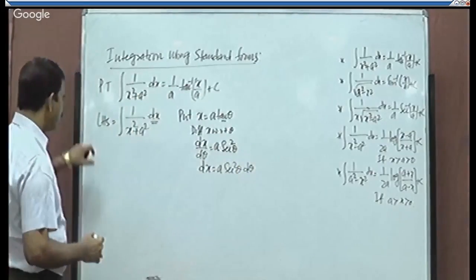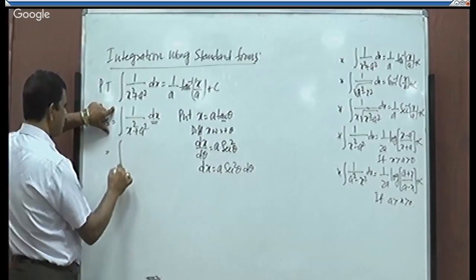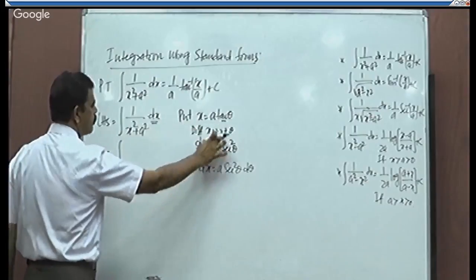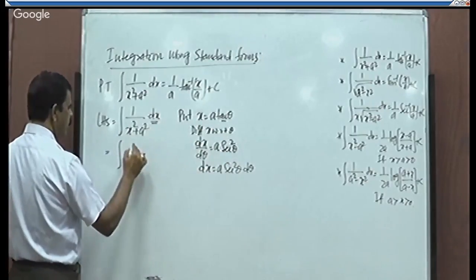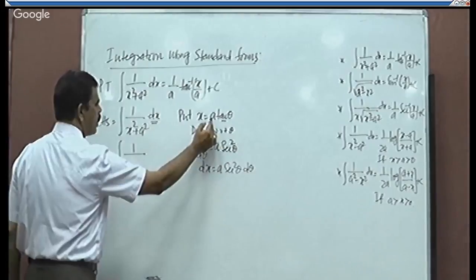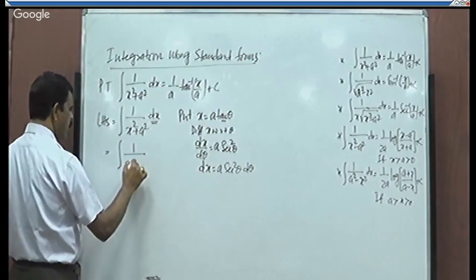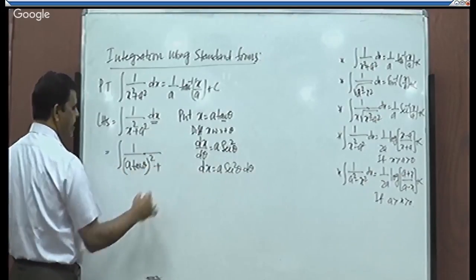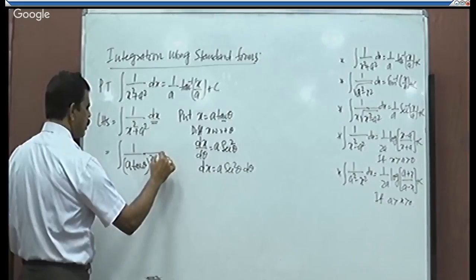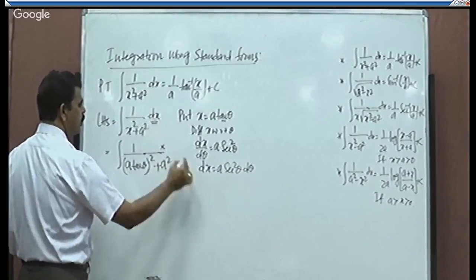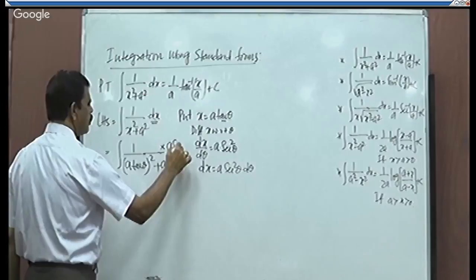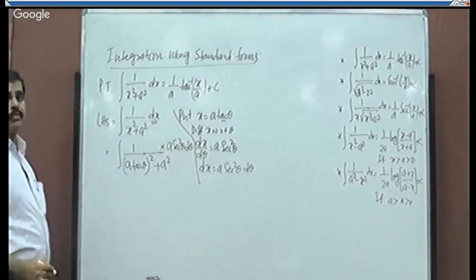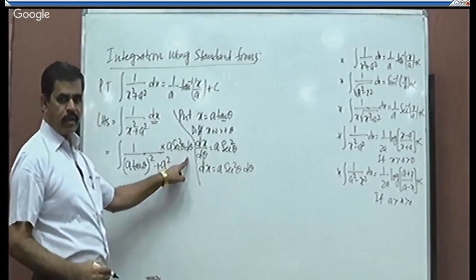Now the entire integral changes to another variable. The whole thing is in x, and I will be converting this into theta. 1 divided by, what is x? x is a tan theta, that is a into tan theta whole square plus a square, into dx, which is nothing but a into secant square theta into d theta.